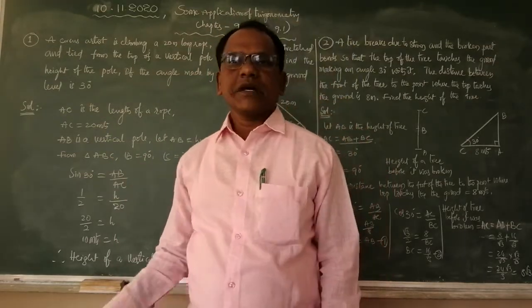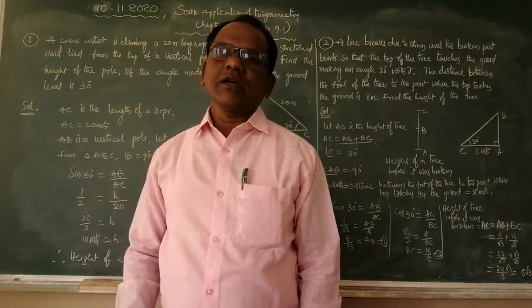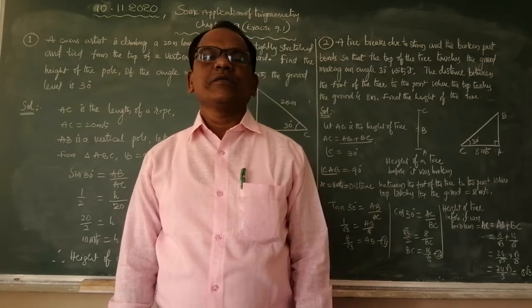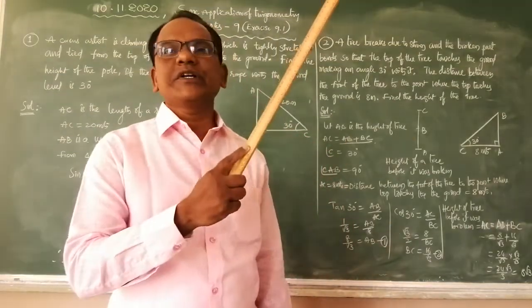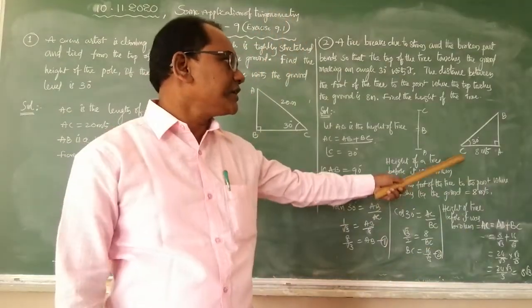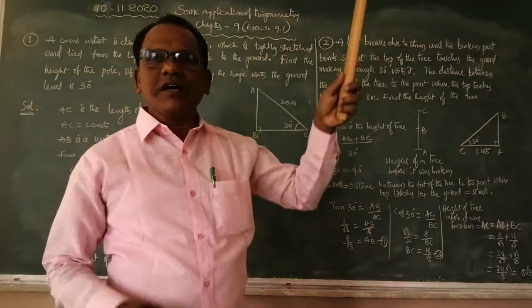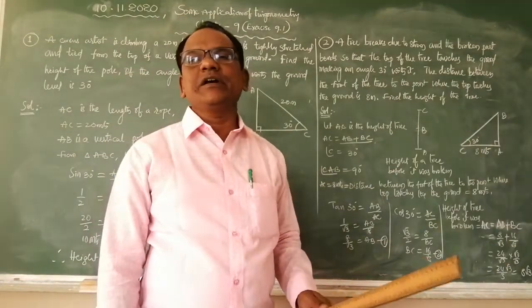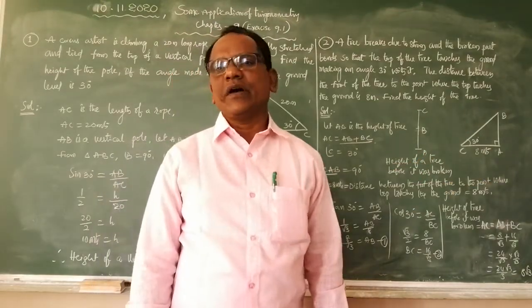Yesterday I told you about what the line of sight is, what the angle of elevation is, and what the angle of depression is. In the angle of elevation, the object is at a higher level than the observer's eye. Suppose the observer's eye is here and the object is here. That means the object is higher than the observer's eye. That is called the angle of elevation. The angle is formed between the line of sight and the horizontal line.